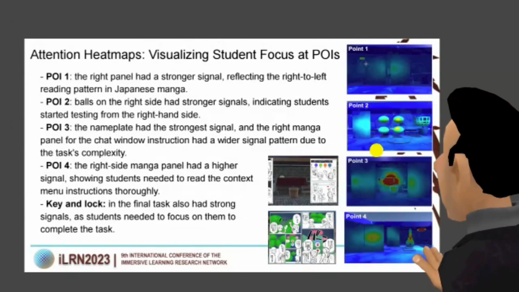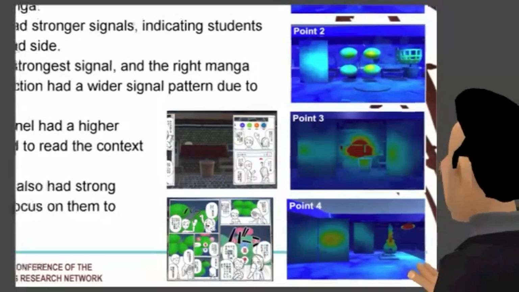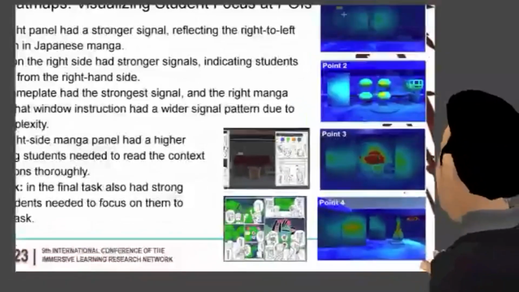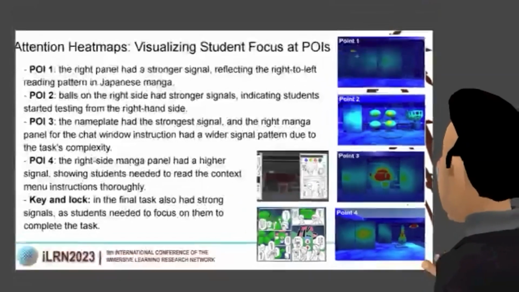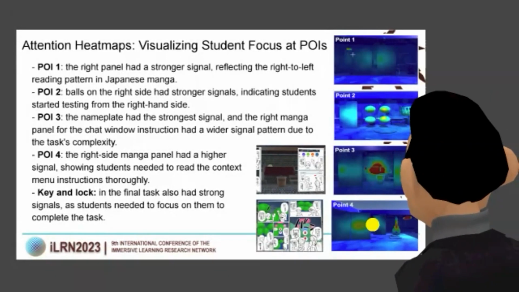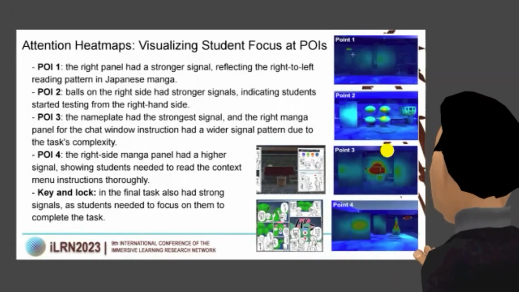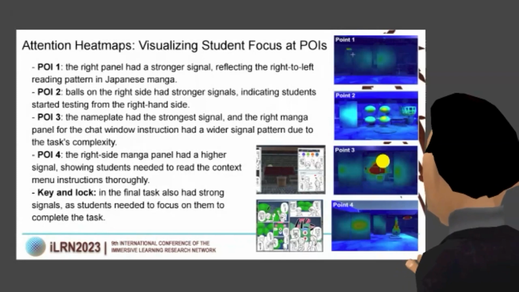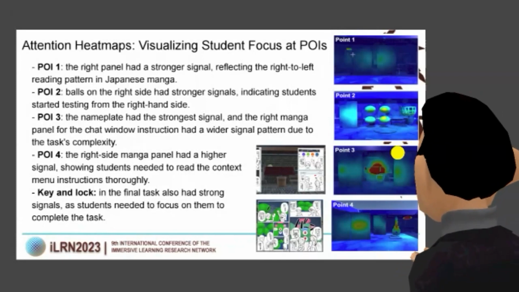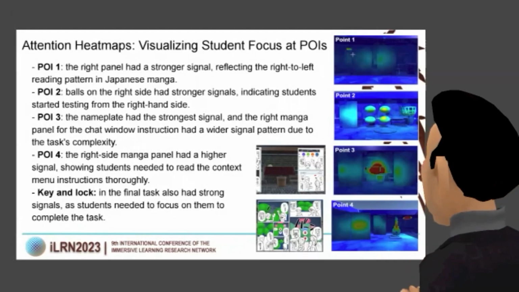And on point 3, there's a nameplate, and that has a very strong signal. Also this panel, this is manga again. Then it had a chat window instruction. Because they have to put the text tag on the nameplate, that's why this has a strong signal. But they also needed to read the instruction for text chatting. So that's why it is also a strong signal.